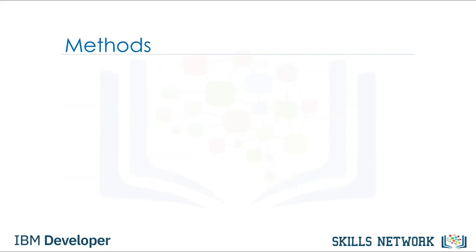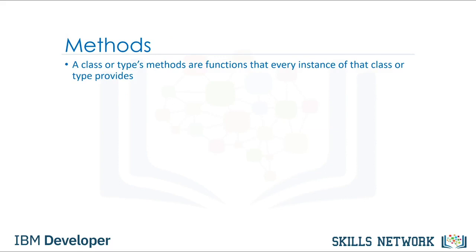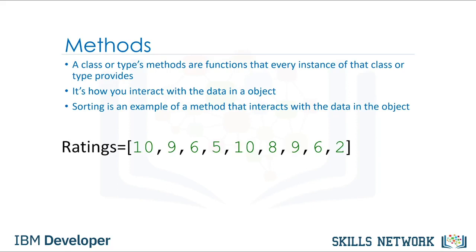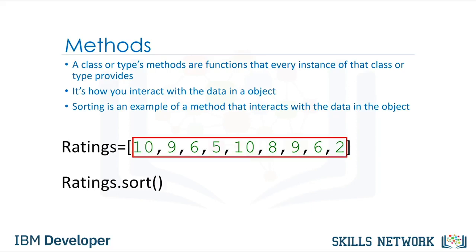A class or type's methods are functions that every instance of that class or type provides. It's how you interact with the object. We have been using methods all this time, for example, on lists. Sorting is an example of a method that interacts with the data in the object. Consider the list ratings. The data is a series of numbers contained within the list. The method sort will change the data within the object. We call the method by adding a period at the end of the object's name, and the method's name we would like to call with parentheses.